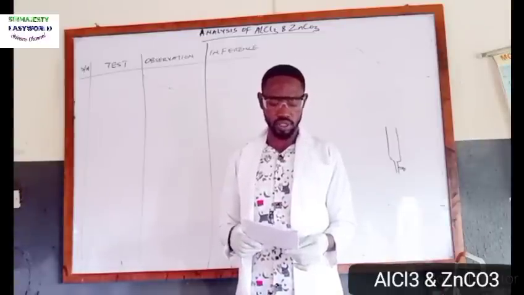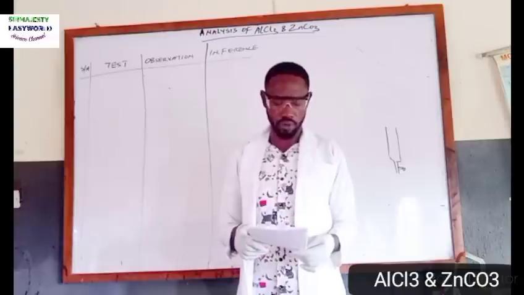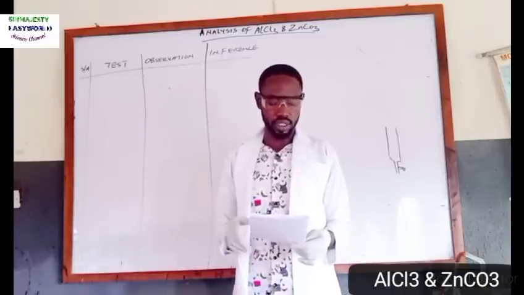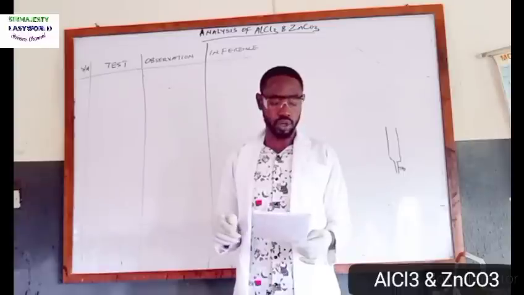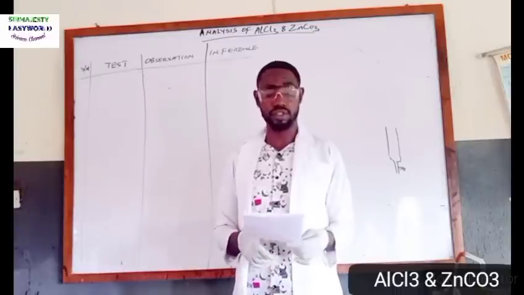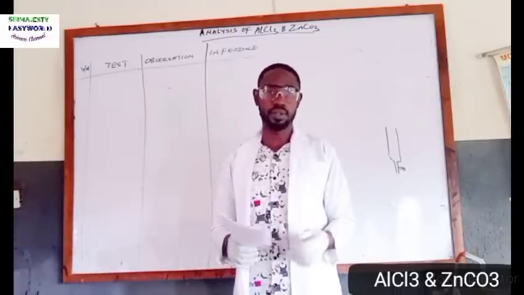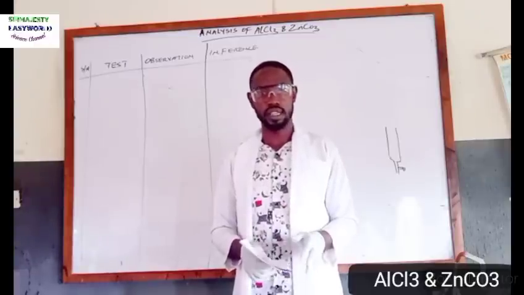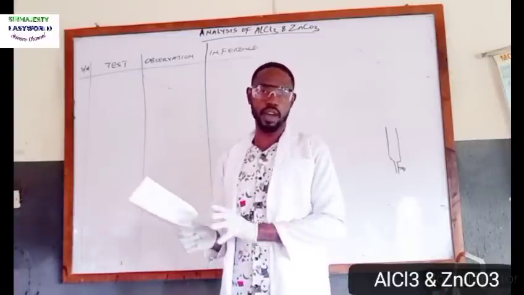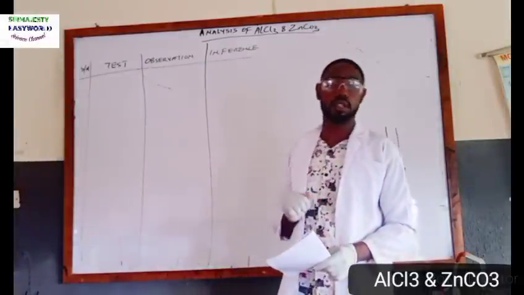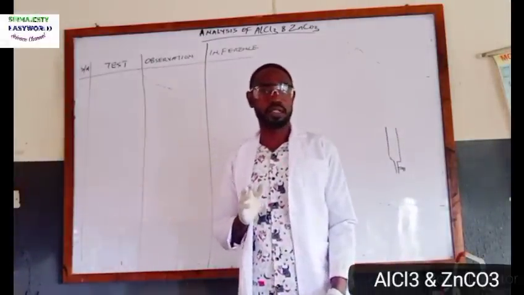Then the next question says, to the second portion of the solution of Y, add sodium hydroxide in drops until in excess. Then to the third portion of solution of Y, add aqueous ammonia in drops until in excess. Then to the fourth portion, add dilute HCl. So these are the first possible questions they might ask, or we might use to analyze these two salts collectively, that is aluminium chloride and zinc carbonate.